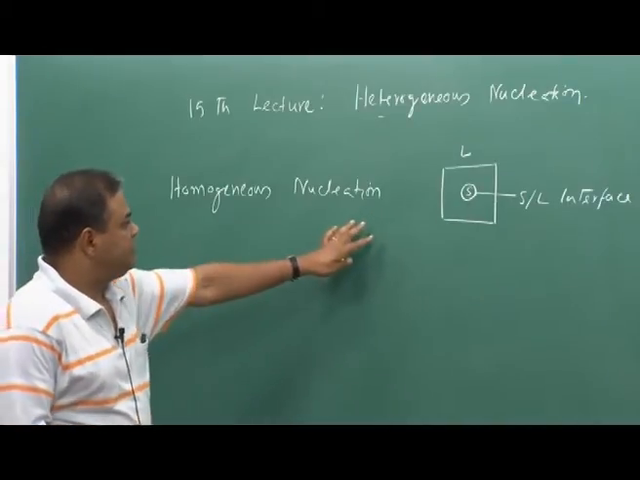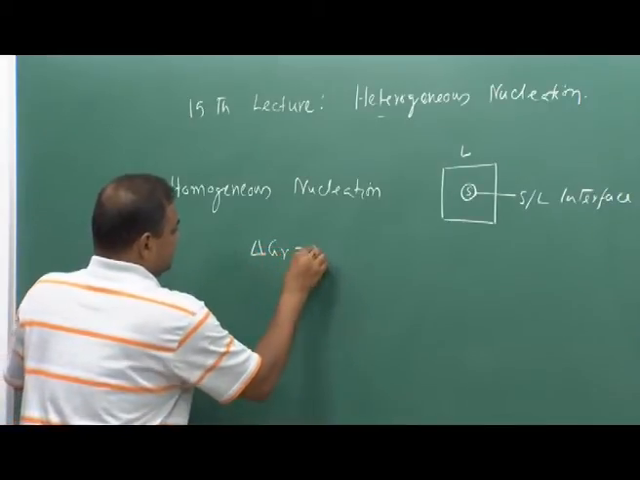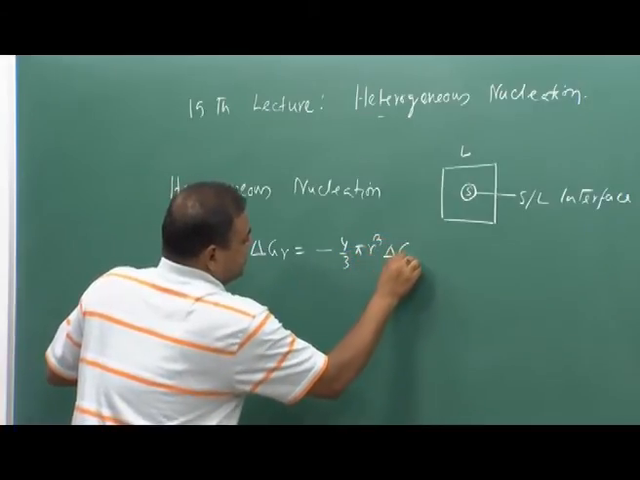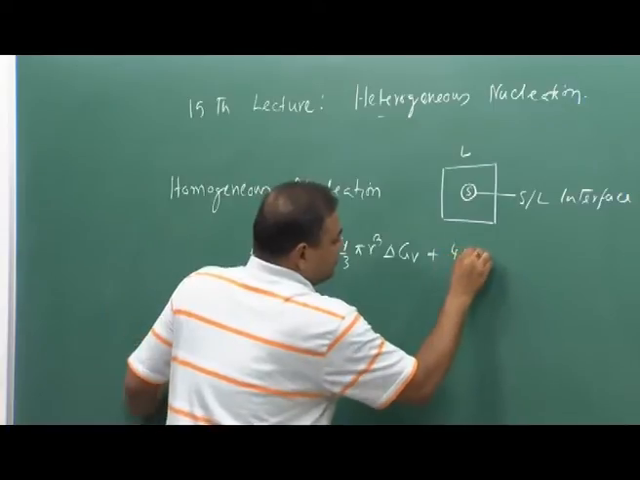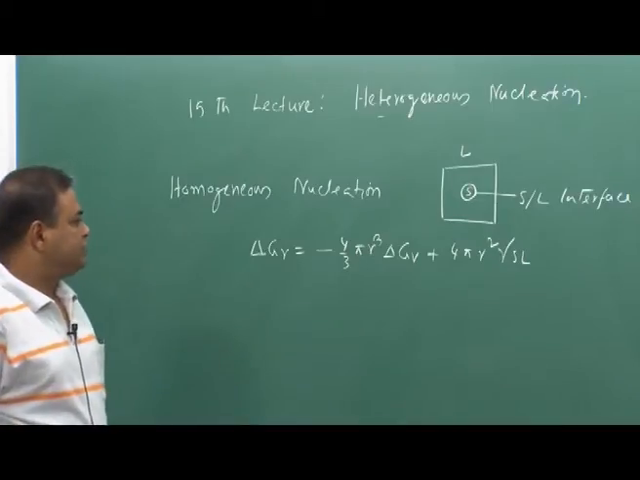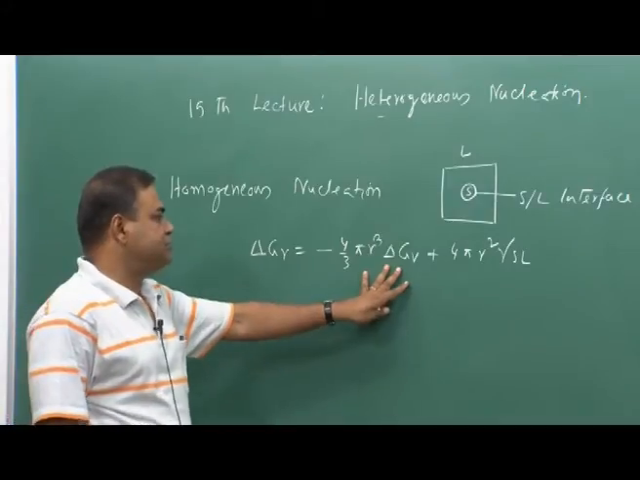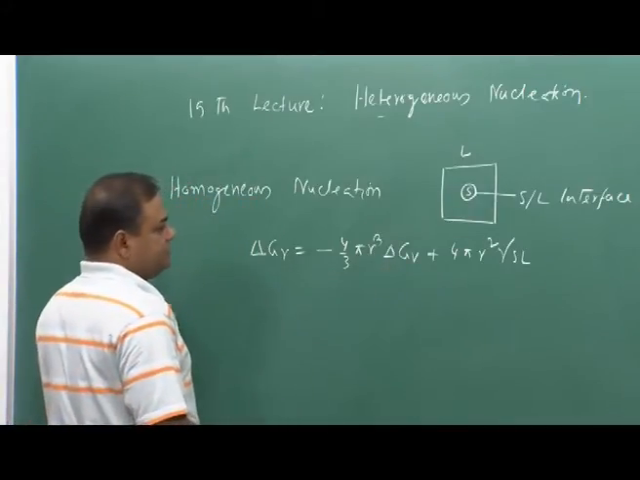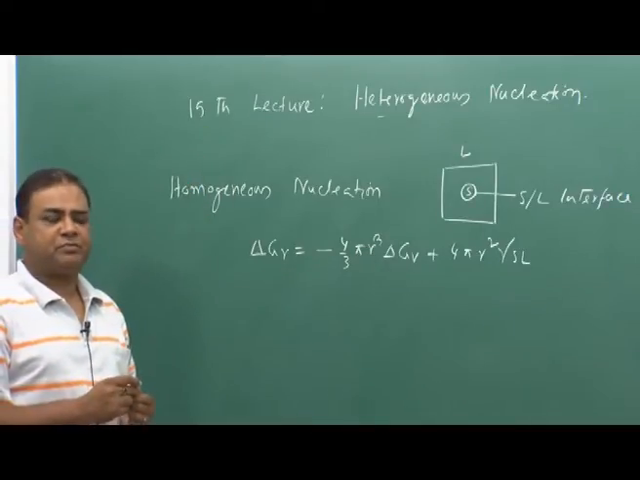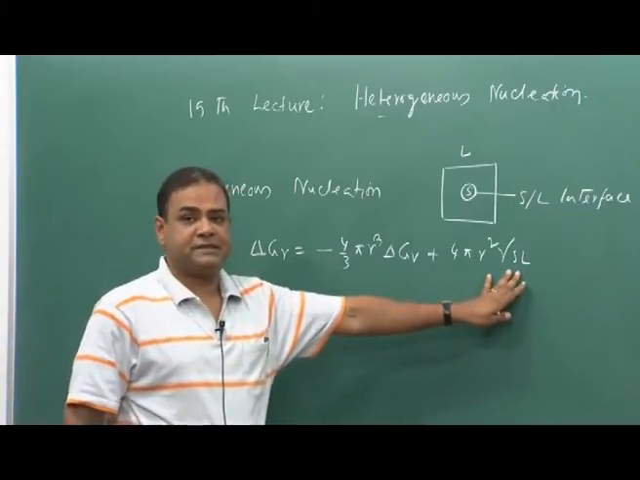And that means the expression what we have got, del G r is equal to minus 4 pi by 3 r cube delta G v plus 4 pi r square gamma S L. So, this expression, the first term is the energy supplied which is due to the thermal gradient. Thermal gradient means from T m to a temperature where transformation is taking place, and this is the surface energy which is being created during the transformation.